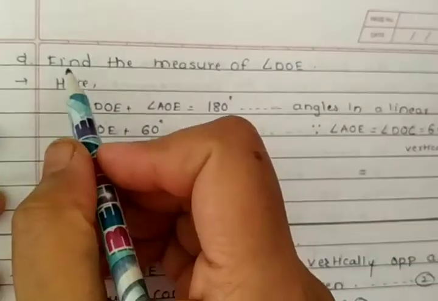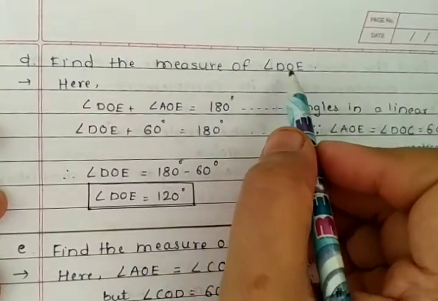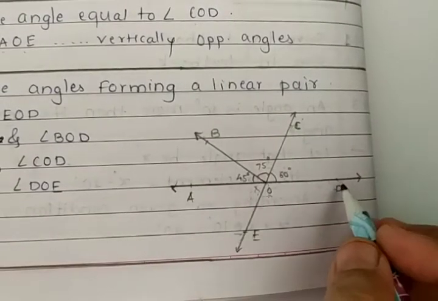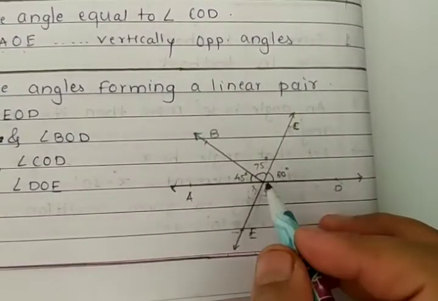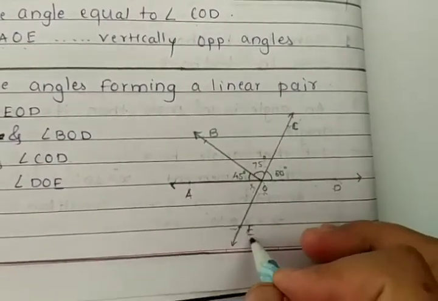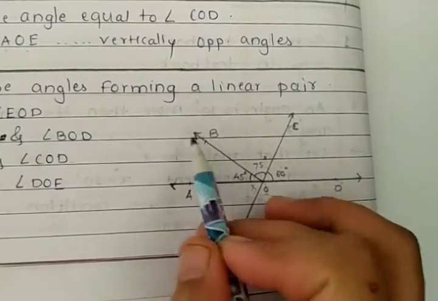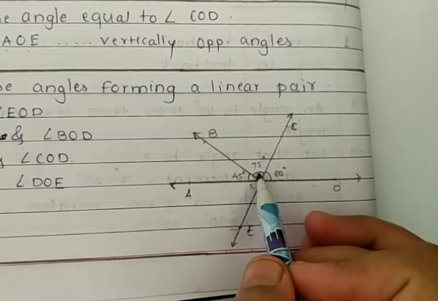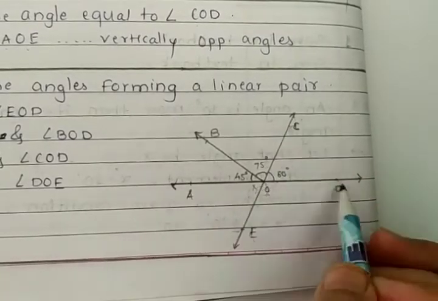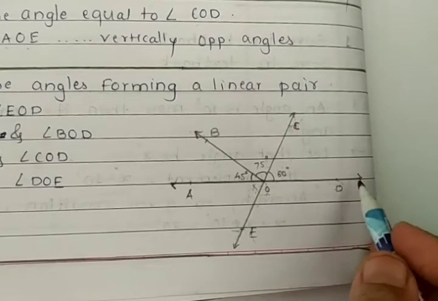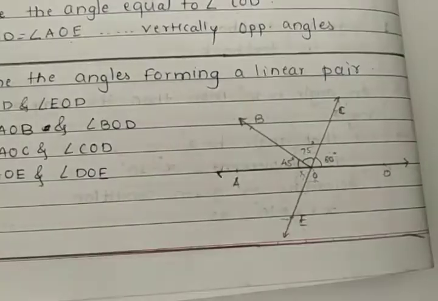See, now the next sub question is find the measure of angle DOE. Now we'll check where DOE is. Here is your angle DOE. So how can we find the measure of this angle? See what is given over here. Here angle AOB is equal to 45 degrees, BOC is equal to 75 degrees and COD is equal to 60 degrees. So how can we find the measure of angle DOE?